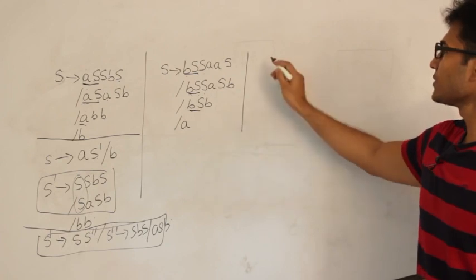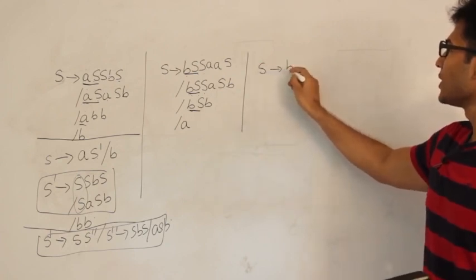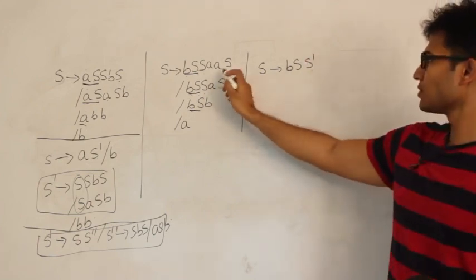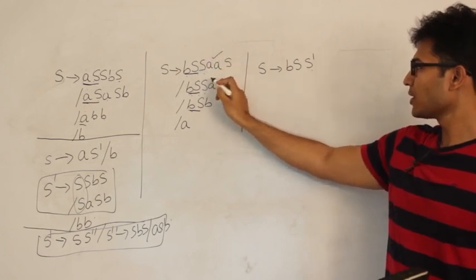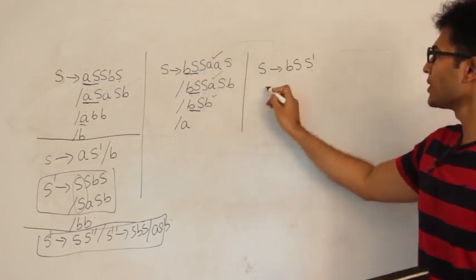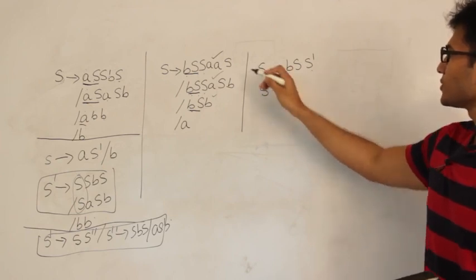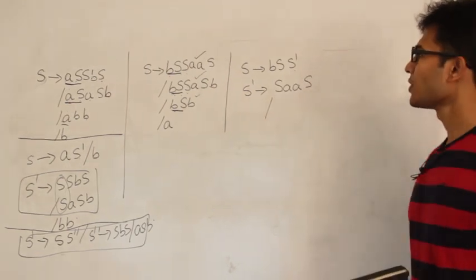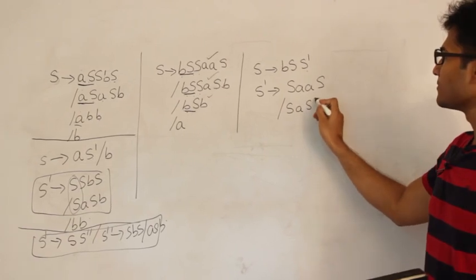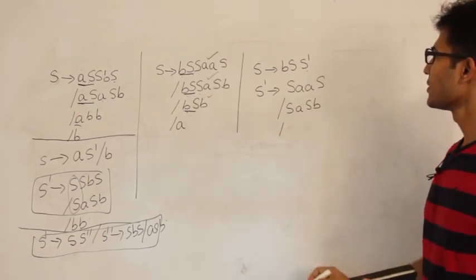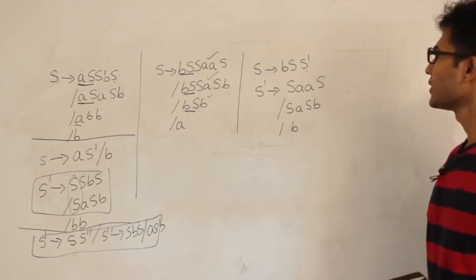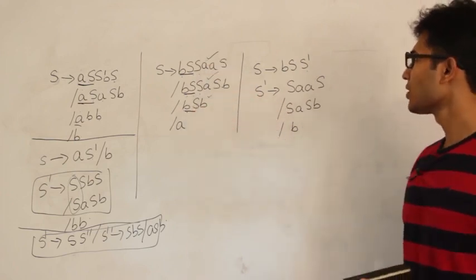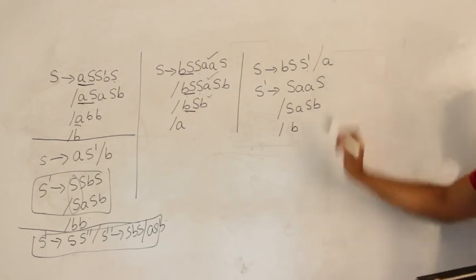So first I'll take out BS as common, then what do I get? S derives B, S, S dash. Now what should S dash derive? S dash should derive for the first production the remaining part, second production remaining part, and the third production remaining part. For the first production what is the remaining part? S, A, S. Or for the second production, S, A, S, B. Or for the third production, B, right? Then what about A? We didn't touch A. There is nothing to take out as common. Therefore leave A wherever it was.